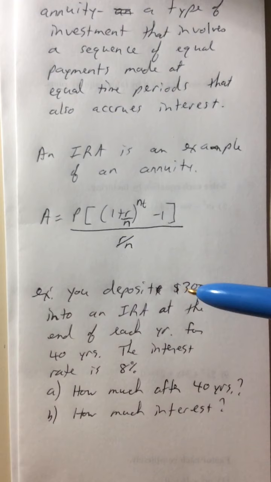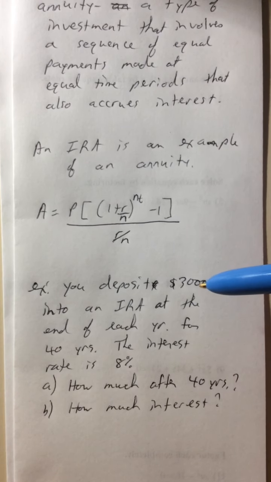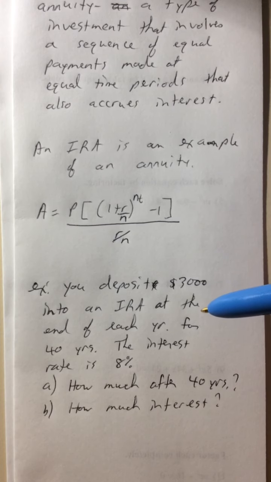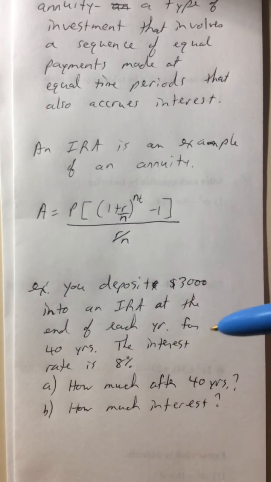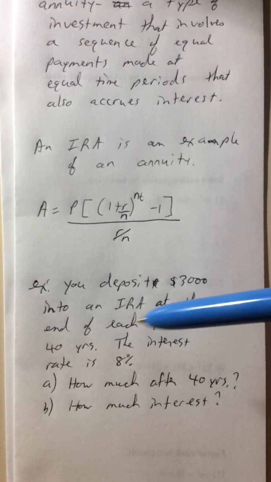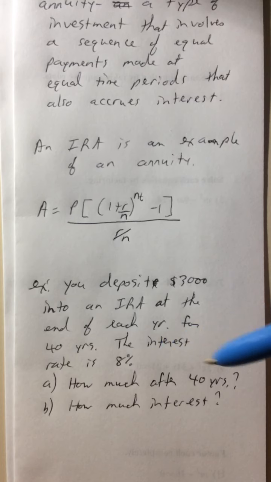So here is our first example. I think I only got 3 today. You deposit $3,000 into an IRA at the end of each year. So this is kind of a simplified problem, just once a year, for 40 years. The interest rate is 8%. How much do you have after 40 years, and how much of that is interest?